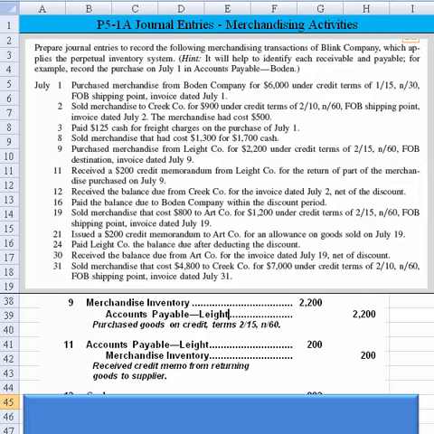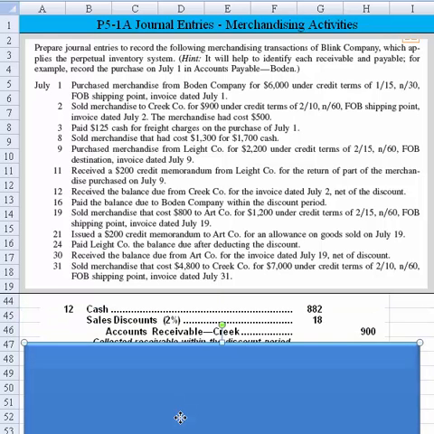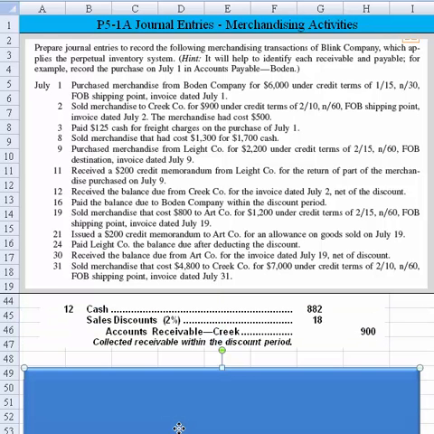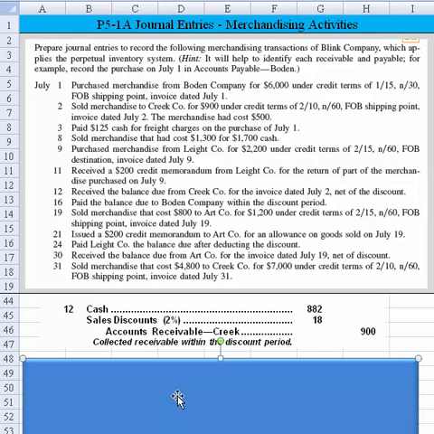All right, what happens on the 12th? We receive the balance due from Creek Company for the invoice dated July 2nd, net of discount. Okay, let me slide up again, give us some room here. And I think on the 12th, we're only going to see one half of that entry, because the cost side already took place. I don't want to say one half of that entry. The receipt of cash only requires one entry. It's not like when you have a sale with the perpetual inventory system where you have to record the sale and then record the cost of goods sold.